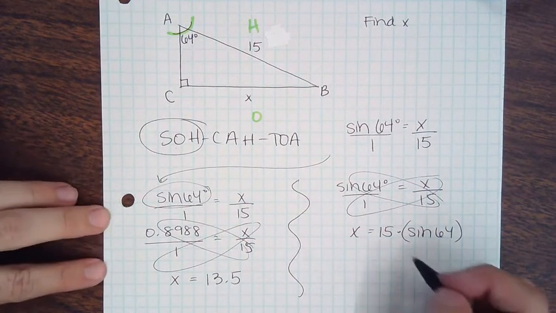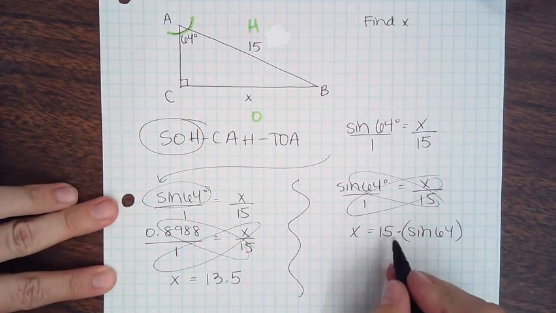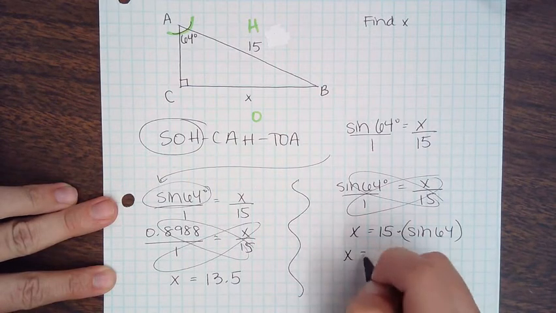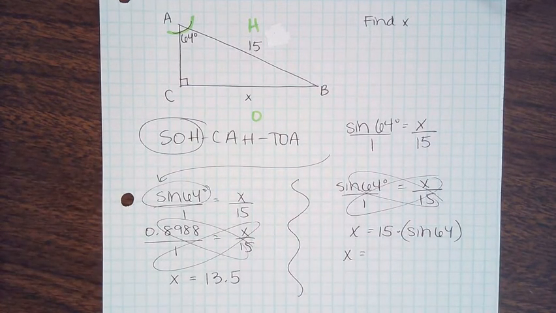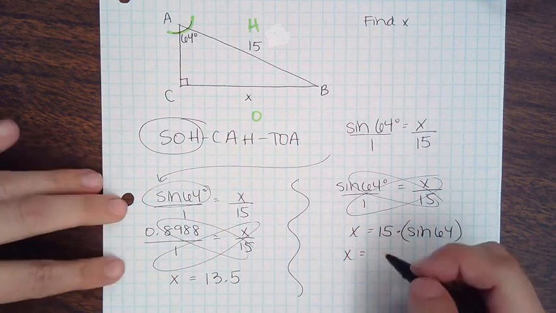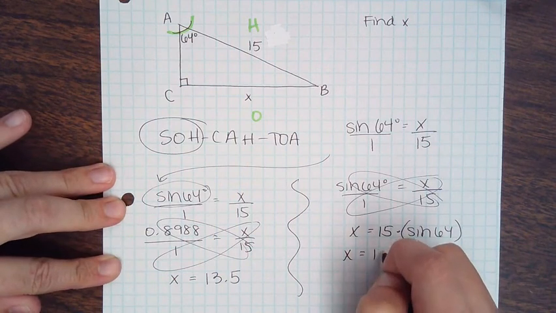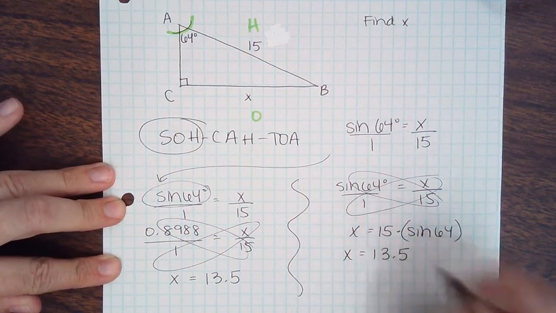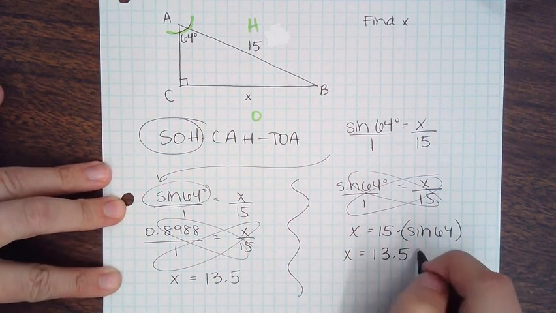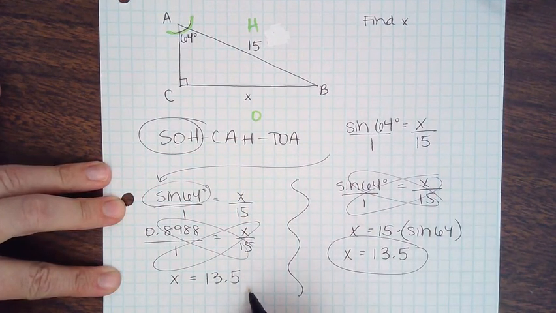What I can do on my calculator is just multiply those two things together. Be sure to do the 15 times the sine of 64. Sometimes that will mess people up because you don't want to take the sine of 15. And when you do this, rounding to the nearest tenth, we still get 13.5. Okay, we should get the same answer, by the way.